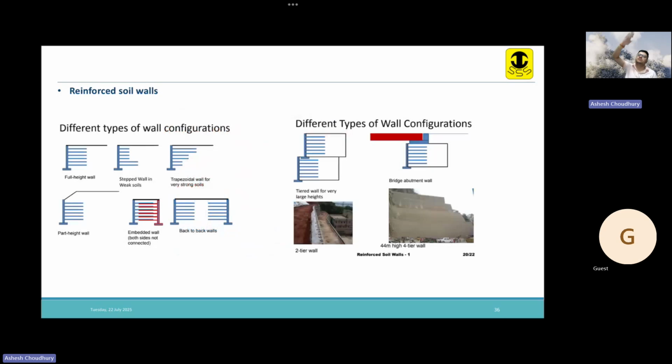So instead of constructing one tall wall, we construct the wall in tiers. Here a two tier wall is shown, then we can have a bridge over two walls. Also here a four tier wall is shown. In Sikkim, at the Pakyong airport, I think they have a tiered wall there.